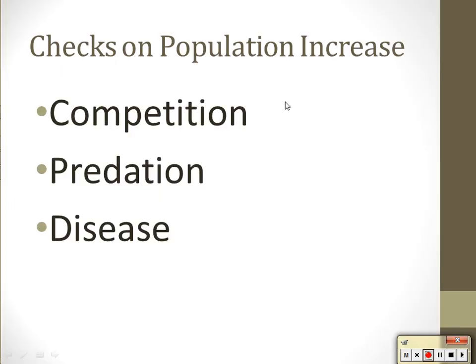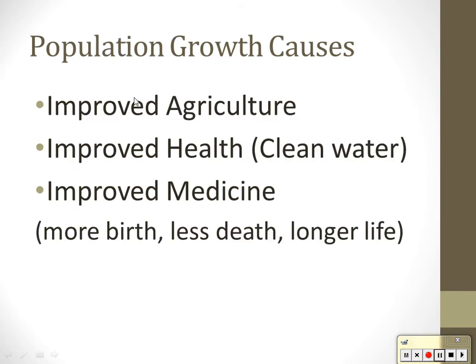So factors that encourage population increase: competition, predation, and disease. What that pretty much means: food and space. Is there anything there to eat you? And are you susceptible to disease in this place? Okay, so what are some of the causes behind human population growth?